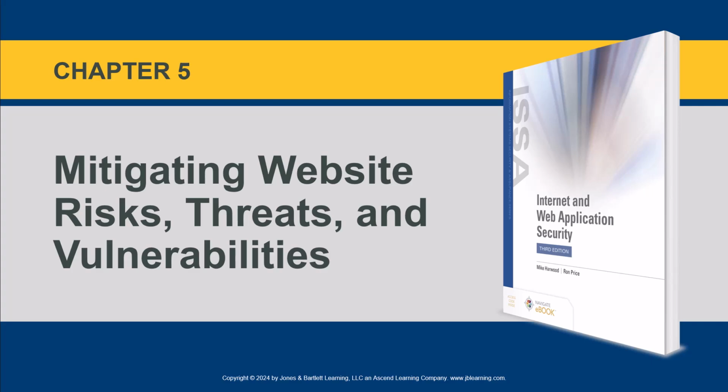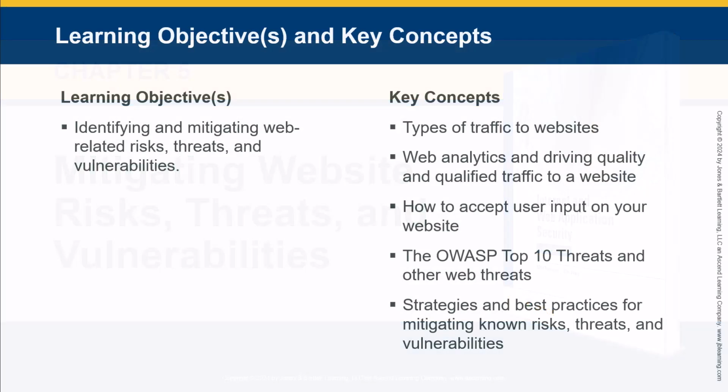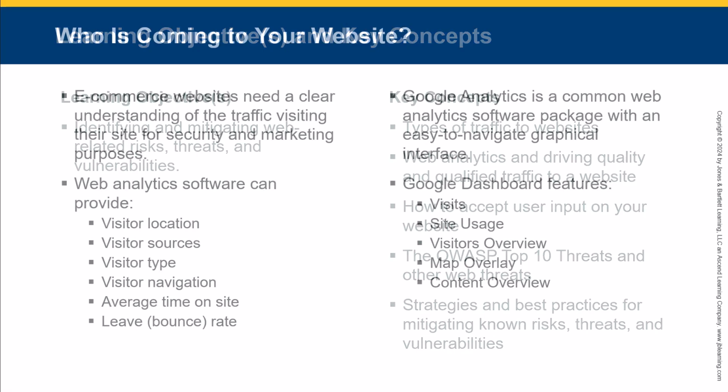Welcome, Chapter 5, Mitigating Website Risks, Threats, and Vulnerabilities. In this lecture, we're looking at identifying and mitigating web-related risks, threats, and vulnerabilities, looking at the types of traffic to websites, looking at web analytics that drive quality and qualified traffic to a website, again, looking at legitimate traffic, how to accept user input on a website, looking at OWASP and understanding the top 10 threats and other web threats that are out there. Lastly, looking at strategies and best practices for mitigating known risks, known threats, and known vulnerabilities. So, let's go ahead and jump right on into the lecture.